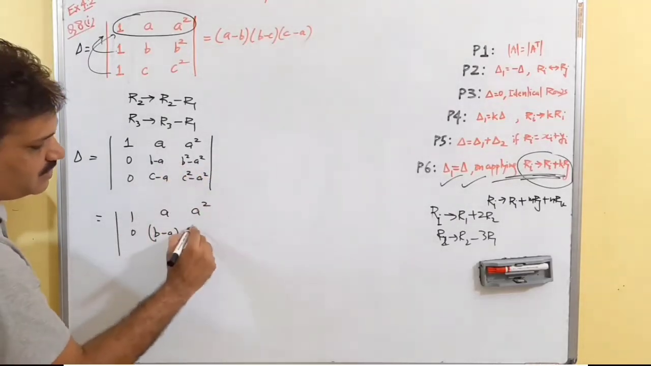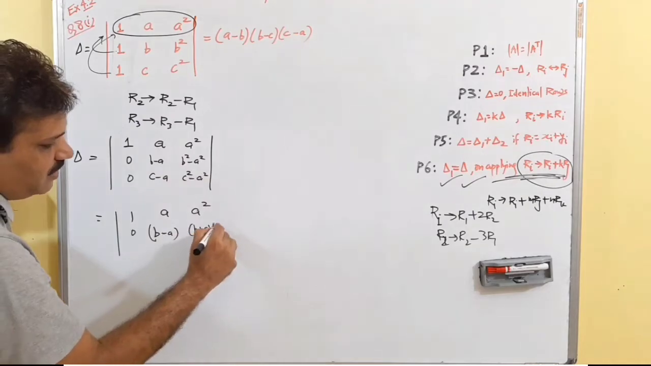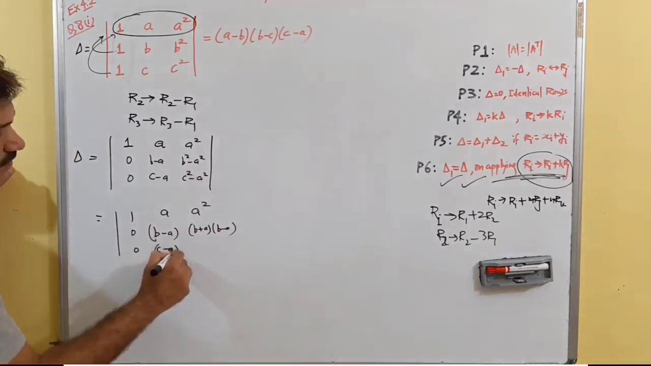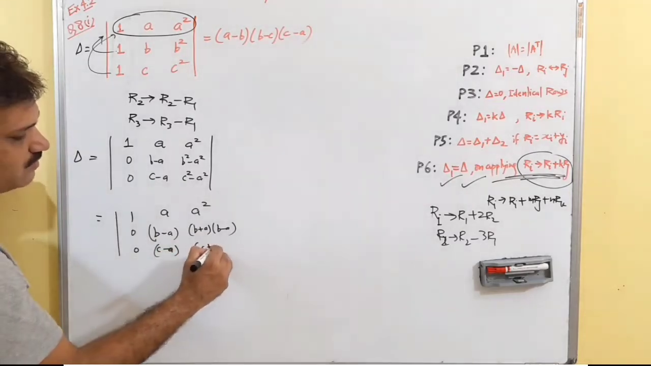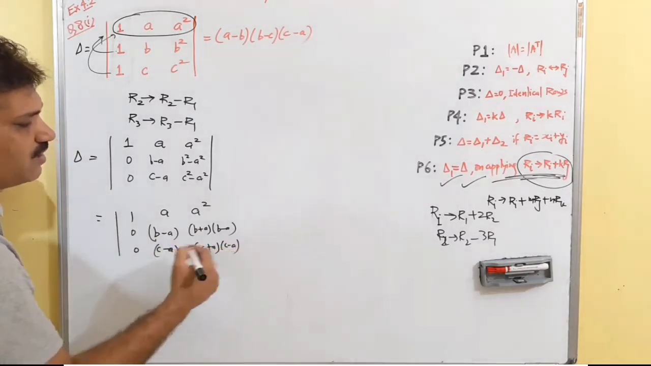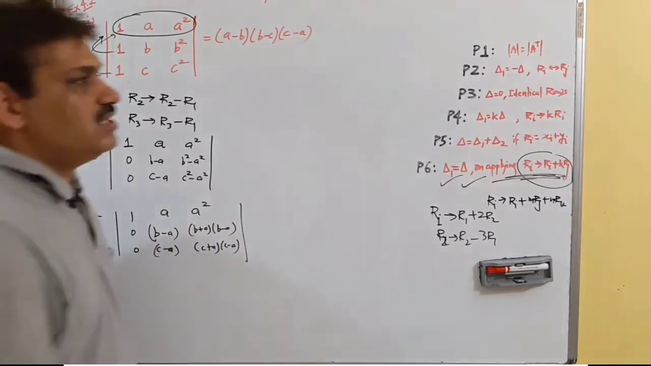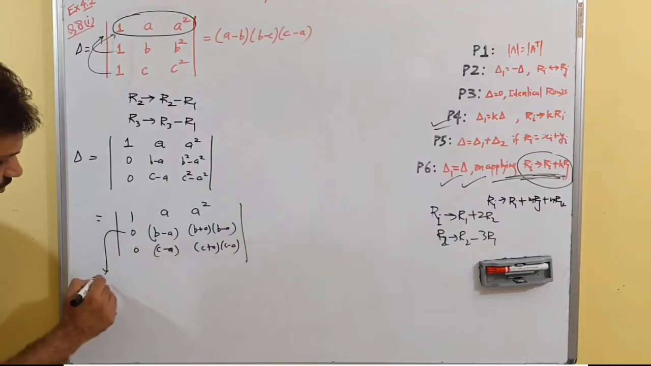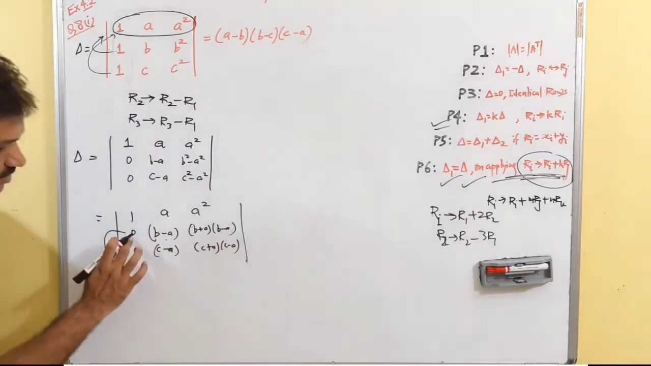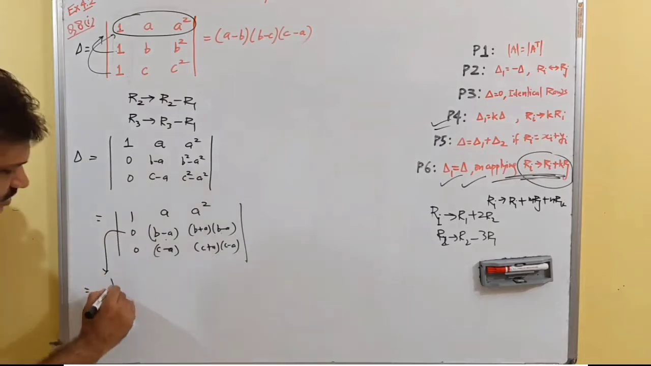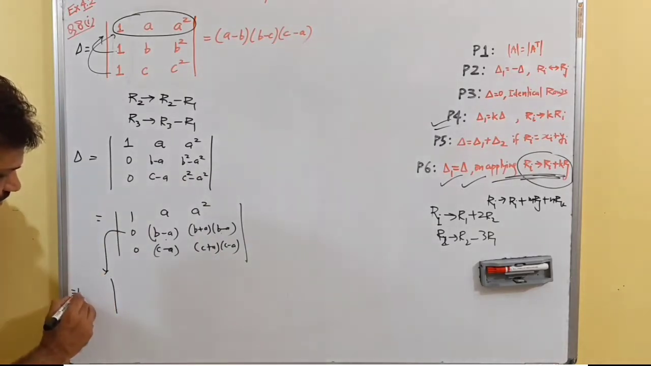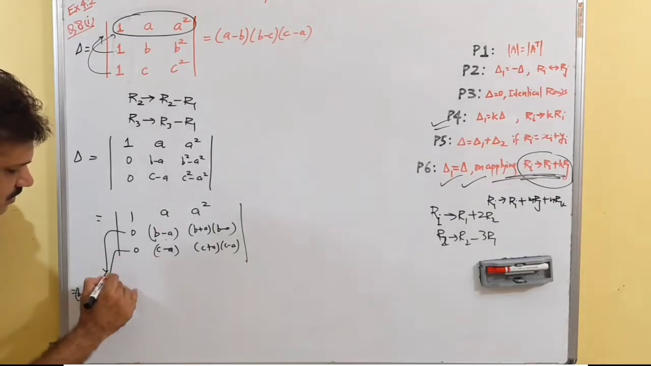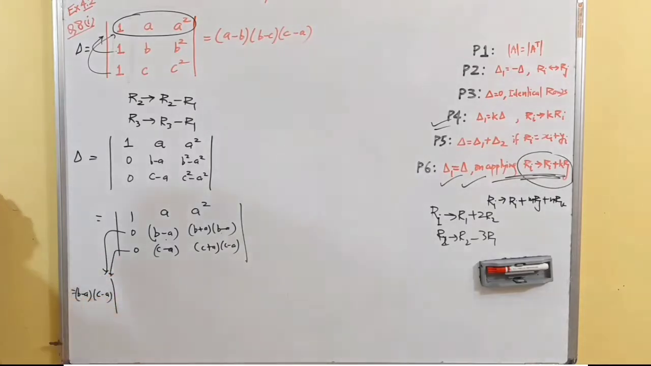The factors of b square minus a square is b plus a multiplied by b minus a. The factors of c square minus a square is c plus a into c minus a. Now using this property we can take common from R2 b minus a. 0 divided by b minus a gives us 0. And from the third row we can take common c minus a.